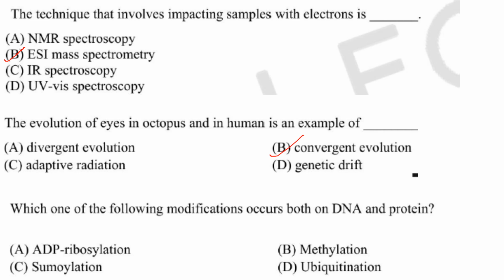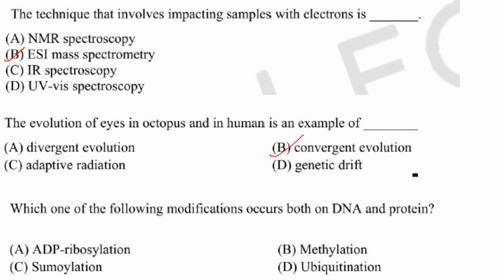What is option A? It is divergent evolution. What is divergent evolution? Evolution of different traits from a common ancestor. That is divergent evolution. And adaptive radiation is evolution of new species from a single ancestor. That is adaptive radiation. And genetic drift is random changes in gene frequencies over time. That is genetic drift.